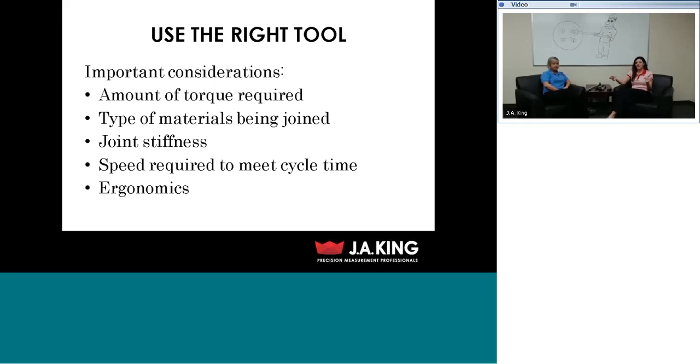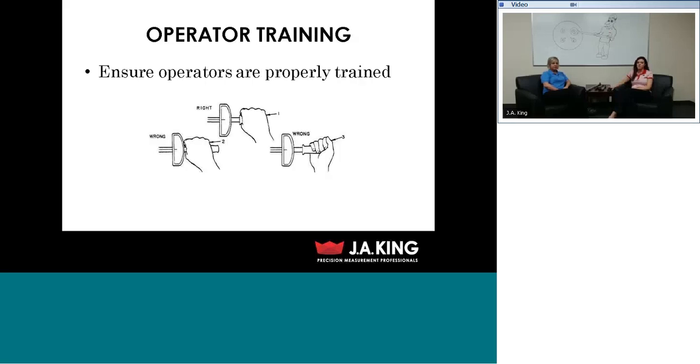What I mean by that is if your torque specification is 20 newton meters, you would want to select a torque tool whose range was from 8 to 40 newton meters. It's also important to consider the type of materials that are being joined, your joint stiffness, the speed required to meet your cycle time, and also ergonomics for the operators. It's also important to ensure that operators are properly trained on how to use torque tools and tightening strategies. For accurate torque measurement, operators must apply force to the center of the handhold position. Moving off center can produce errors.